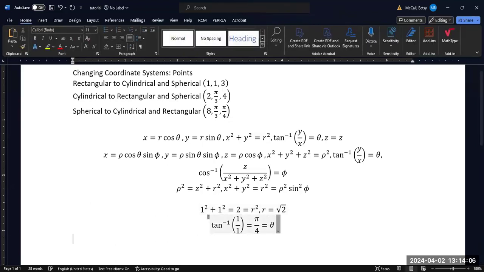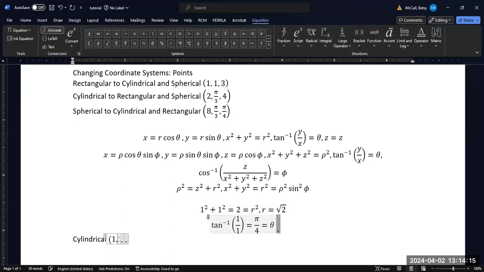So then in cylindrical coordinates, the point (1, 1, 3) becomes r first, so that's our square root of 2, then our angle, and then nothing happens to the z coordinate.